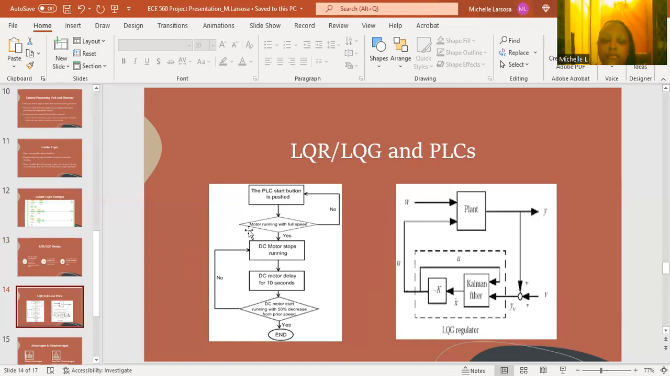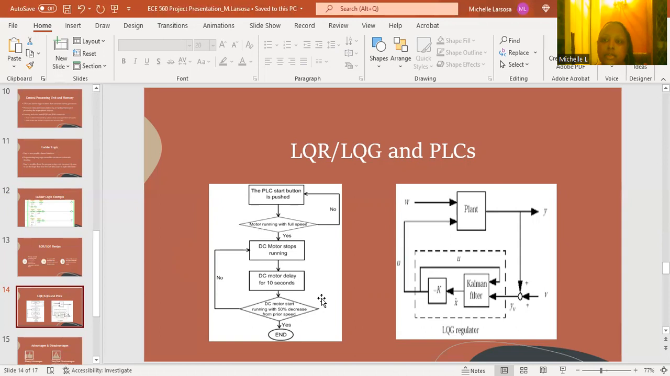running at full speed. If we say yes, we would go down to where the DC motor would stop running, or we would go back up here. If the decision is no, you would push the start button again. Again, if it's yes, you would have the DC motor stop running. Then the DC motor delays for 10 seconds. And then down here, we would have the DC motor start running with a 50% decrease. Or do we want to go back up to the DC motor stops running?